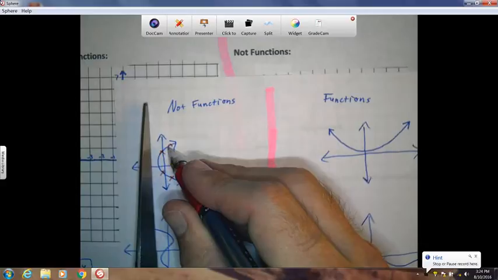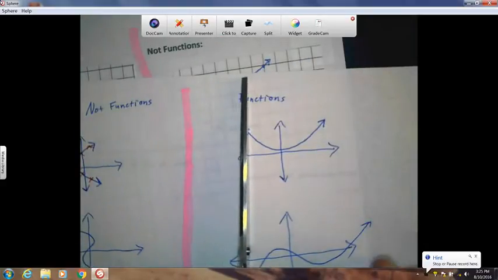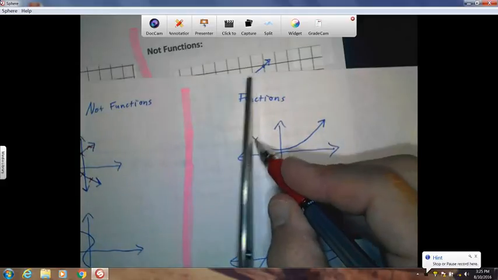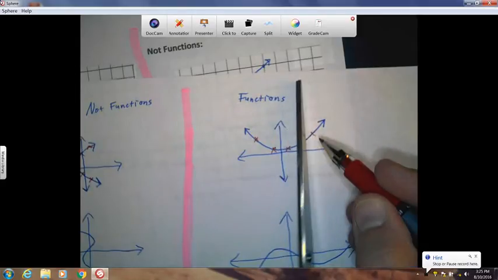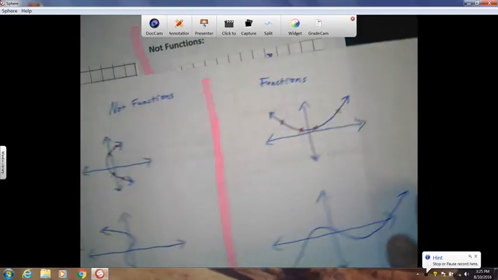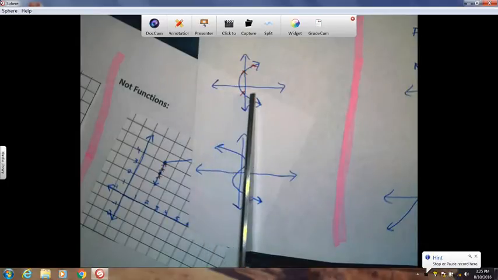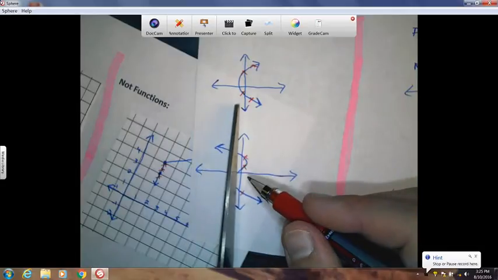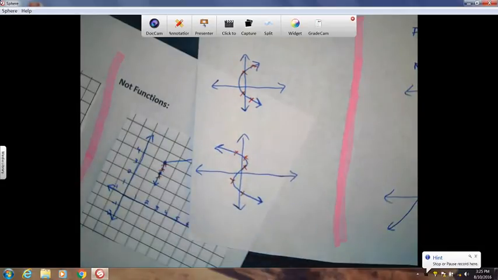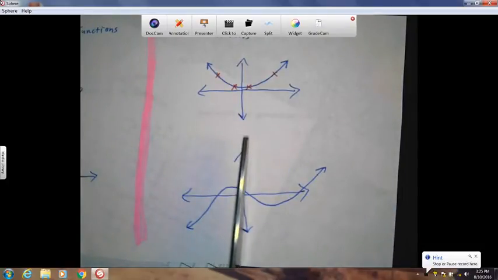Here and here, not a function. But over here, never more than once. Here, here, here, here. So that's a function. This one is not. As I move the vertical line across, here it actually intersects it 3 times. So it's definitely not a function. But this one is. It never intersects in more than one place.